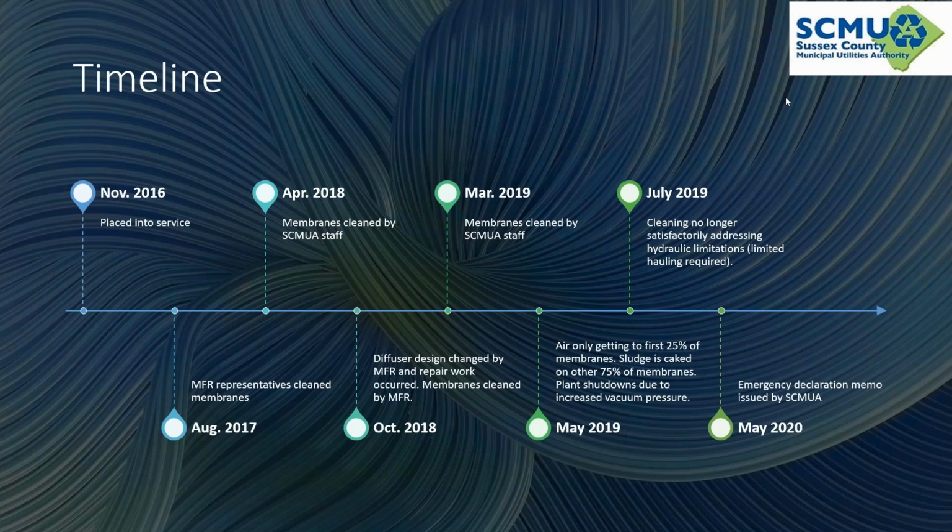So, a real brief initial timeline from when the plant was placed into service to when we had to issue an emergency declaration. The plant was placed online in November of 2016. The manufacturer came out a little under a year later to perform the first cleaning, which was all part of the original contract. Then you see a few times the MUA cleaned as required, looking at the TMP or the permeability.